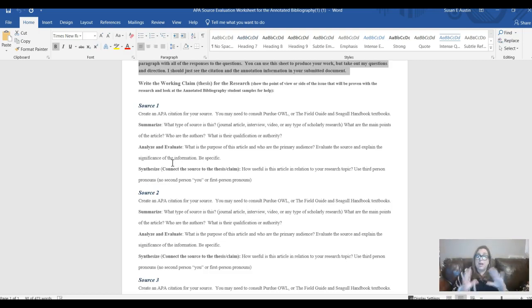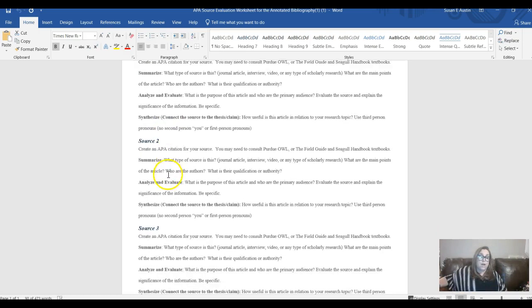So I hope that helps you, but you're going to do this 3 times. So you're going to give the citation in APA for the source. You're going to summarize the source and definitely identify what type of source it is. You're going to analyze and evaluate it, and then you're going to synthesize it to show how it ties to the research. Do that 3 times, and that's what's due on Friday.